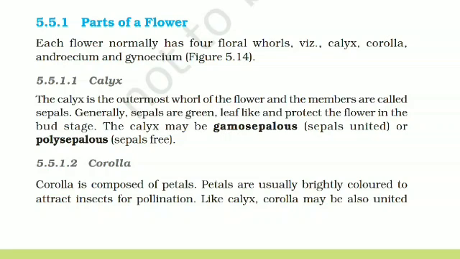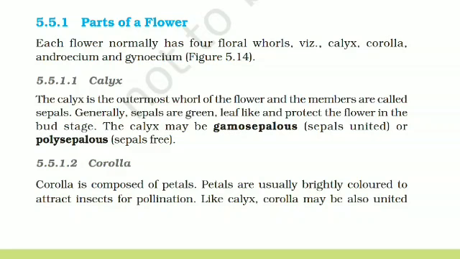The members of the calyx are called sepals. Generally sepals are green, leaf-like, and what is their function? They protect the flower in the bud stage. Sometimes the sepals are not green and have a color other than green, and then they are called petaloid. The calyx may be gamosepalous, that means sepals are united, or polysepalous, that means sepals are free.